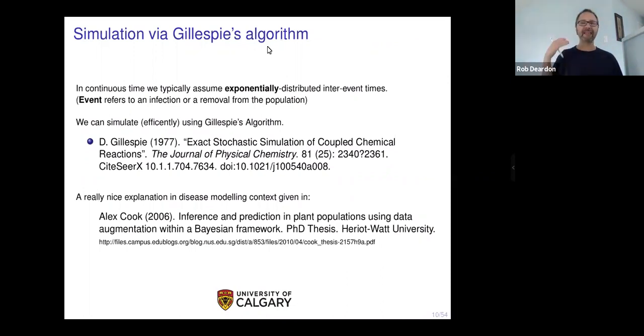Okay. Now, in that framework, and this actually follows from, if you go back to these models, go back to Keeling et al. Keeling and Rohani.